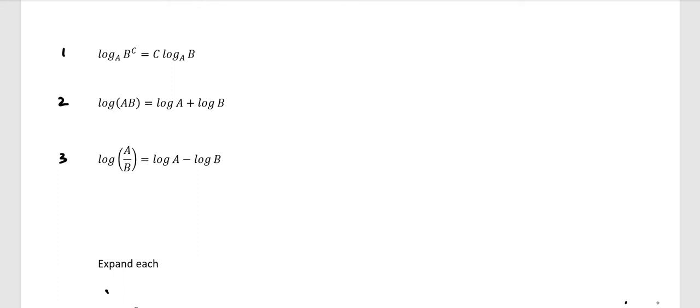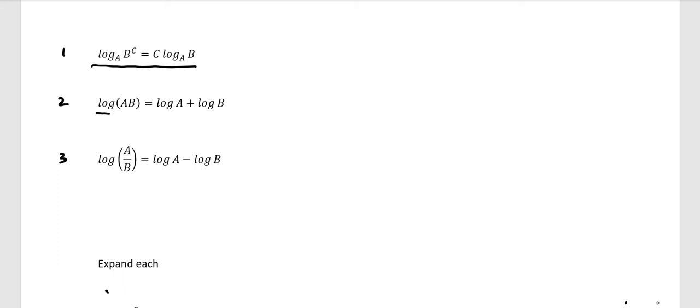So this one right here is a very important property of logarithms. I've labeled it property number 1. Basically, when you take a log, it can be any base, of something to a power, that power can be written out front like so. So log base a of b to the c is equal to c log base a of b. And I'll go through examples of that here in a minute.